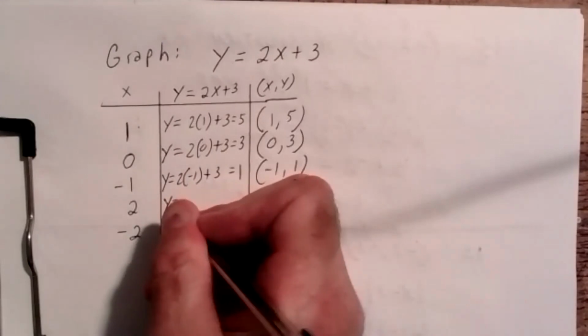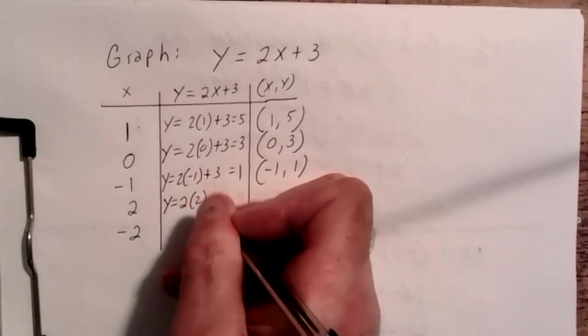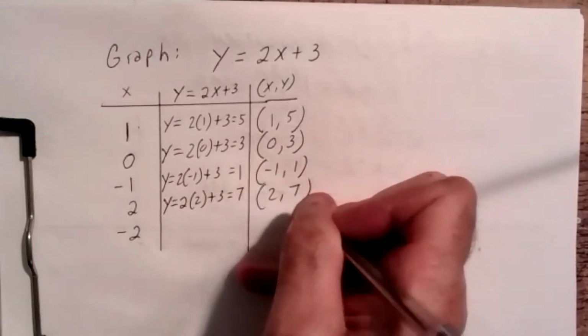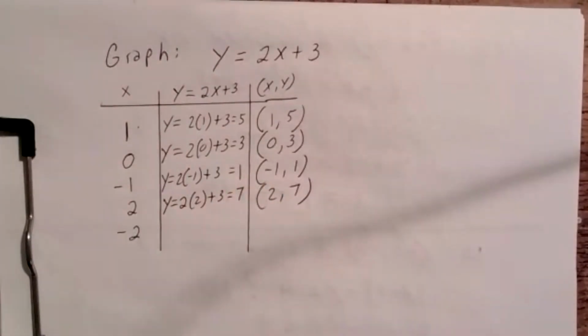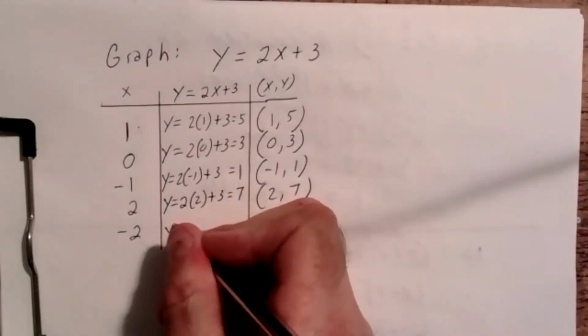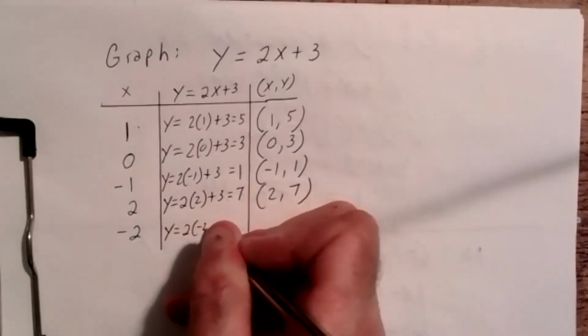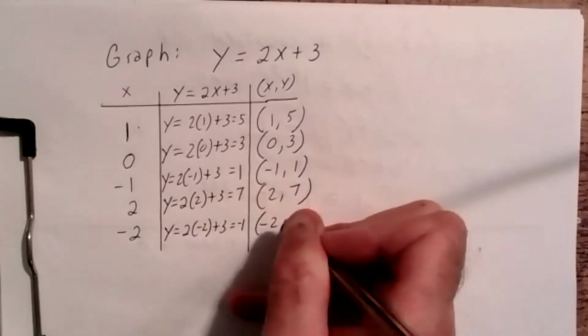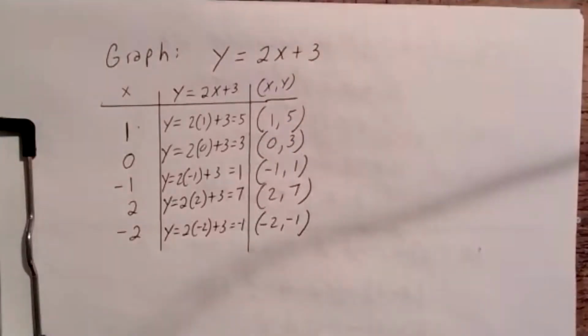If X is 2, Y would be 2 times 2 plus 3, or Y would be 7. Hence, (2, 7) would be another ordered pair solution to that equation. If X is -2, Y will be 2 times -2 plus 3, or will be -1. Hence, (-2, -1) is another ordered pair solution to that equation.